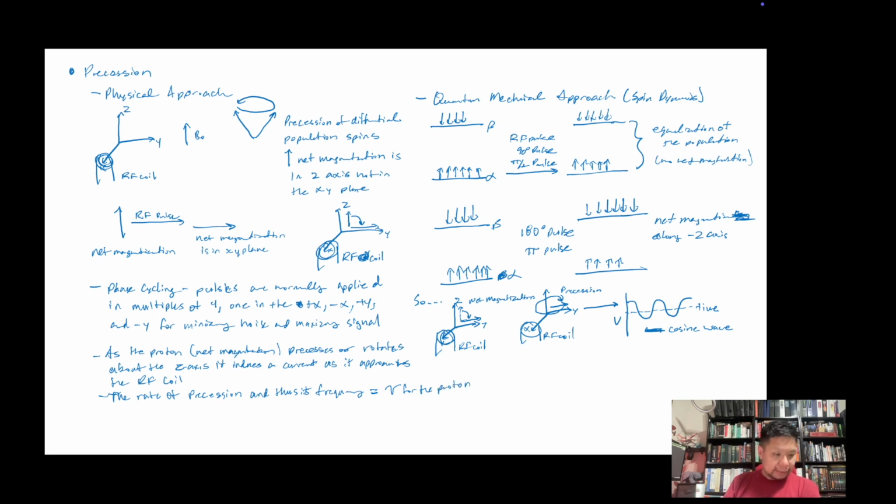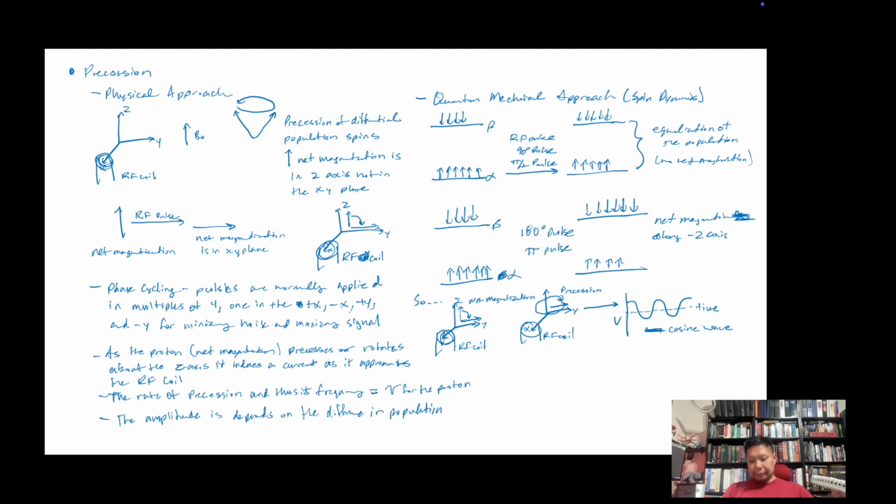And lastly, for this particular section, the amplitude depends on the difference in population. So again, the more differential there is in the population, the more protons there are that are available for being pulsed by the RF pulse. The bigger the amplitude, and the bigger the amplitude, the easier it is for us to detect.